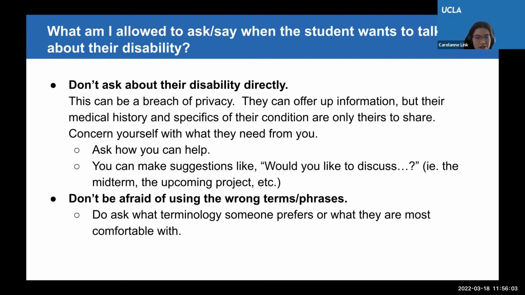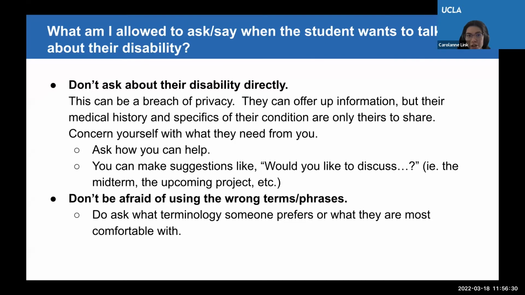The second one tends to surprise people, and this is more of a personal point of preference: I don't think people should be afraid of using the wrong terms or phrases. I think there's a couple of general welcome phrases like person with disabilities. Personally, I identify with the phrase disabled person because I feel disability is a core part of my identity, but it's a really personal conversation. But if you're really not sure, you can always ask what terminology someone prefers.